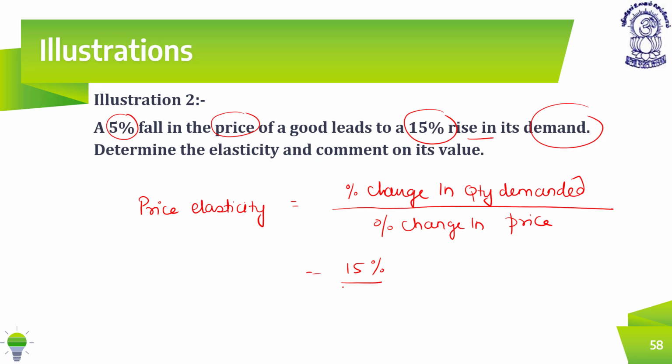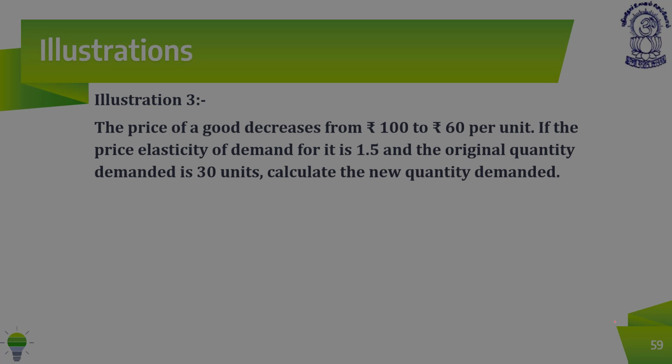In quantity demanded, there is a considerable change of 15%. In price, there is a change of 5%. So 15 by 5, the answer is 3. Because the answer is 3, which is more than 1, we can write this is an elastic demand. Let's move ahead with illustration number 3.